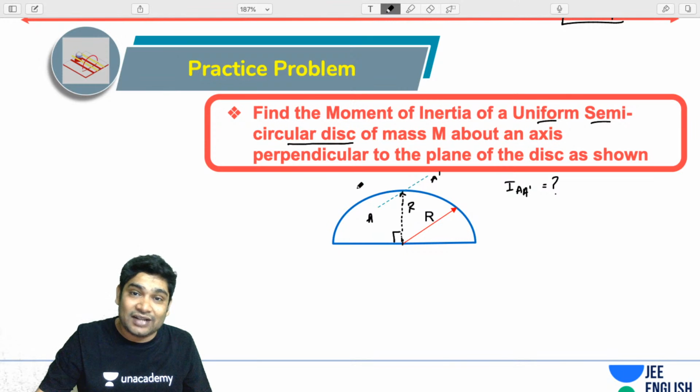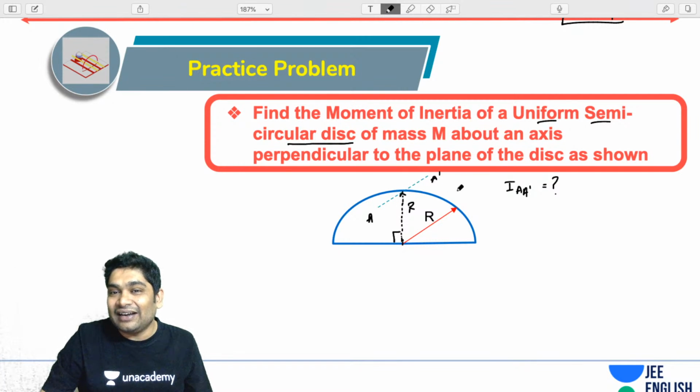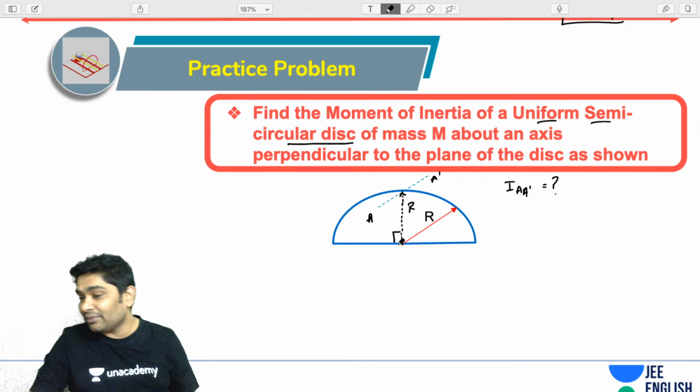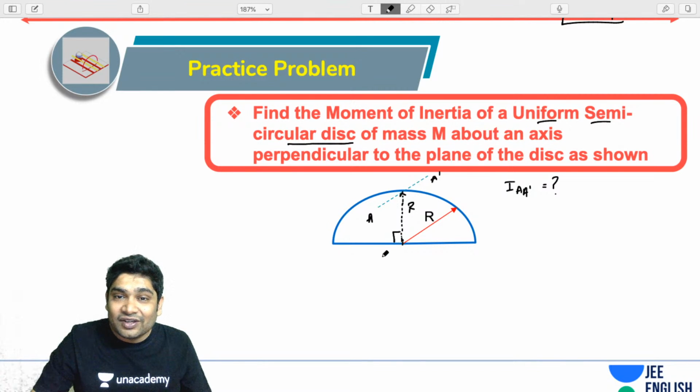I can use the perpendicular axis theorem also, by the way. But I will need to calculate the moment of inertia about this axis first, and calculating it about this axis would require as much work as getting this directly from here using the parallel axis theorem. So that is how we are going to approach this. We are going to see an axis which is parallel to AA dash, again perpendicular to the plane of the ring, passing through the center of the full ring, and let's call this axis CC dash.